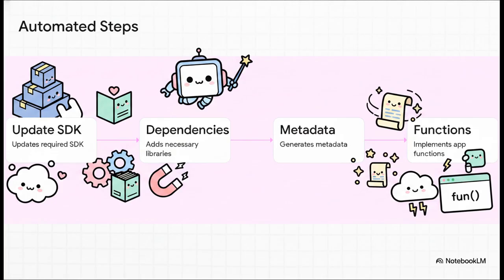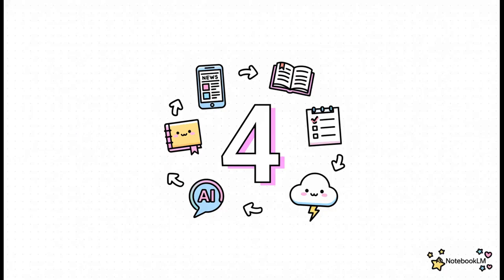To set it up, you just need to enable the Gemini in Android Studio plugin and log in. Once that's active, you give a simple natural language prompt to the automation tool, something like create app function to provide access to topics and news articles. Boom. It activates the skill and handles all that boilerplate for you automatically. It updates your SDK, adds the necessary dependencies, creates the metadata, and writes the baseline code. Just think about the sheer efficiency of that automation.